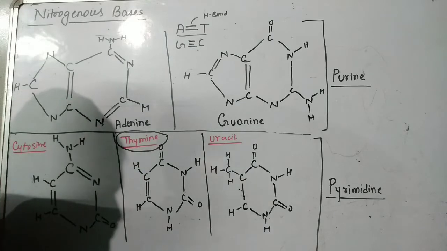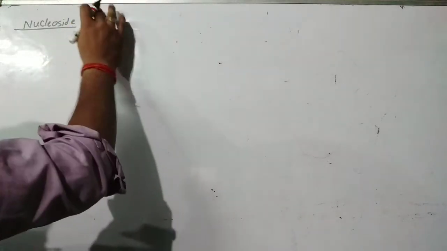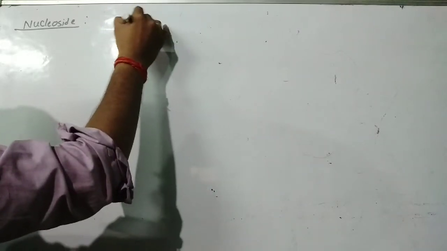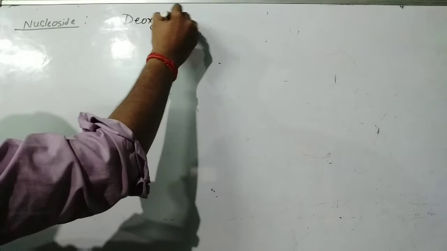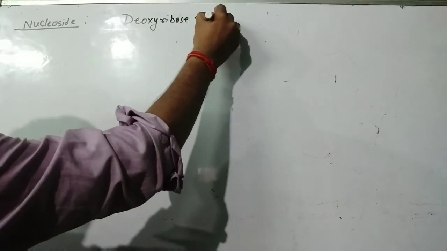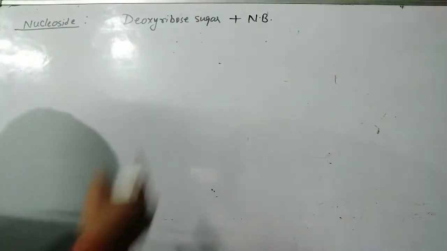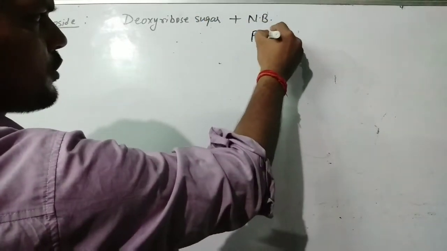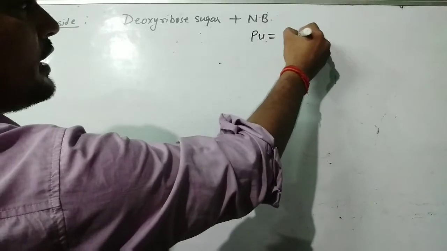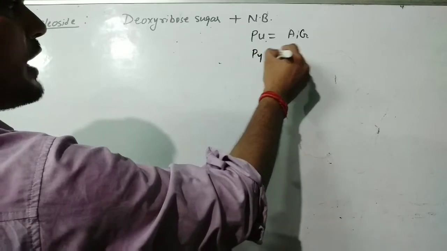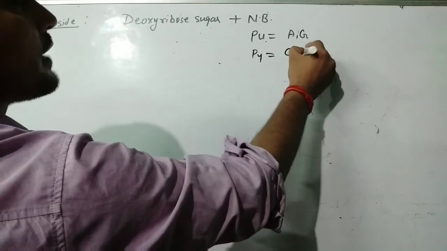Now we will see the structure of nucleoside. As we know, nucleoside is formed as a result of deoxyribose sugar plus nitrogenous base. We have studied nitrogenous bases of two types: purine, we have adenine and guanine, while for pyrimidine we have cytosine and thymine.